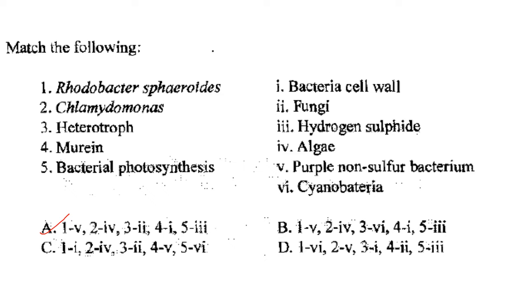Then match the following. Rhodobacter sphaeroides is a purple non-sulfur bacterium, 1,5. Then Chlamydomonas is an alga, 2,4. Heterotroph, 3, that is fungi, 2. And murein is the bacterial cell wall, 4,1. And bacterial photosynthesis uses hydrogen sulfide, 5,3. So the answer is option A, that is 1,5, 2,4, 3,2, 4,1, 5,3.